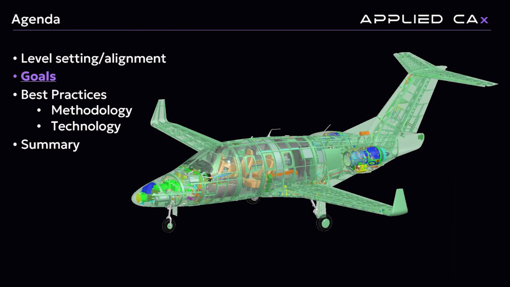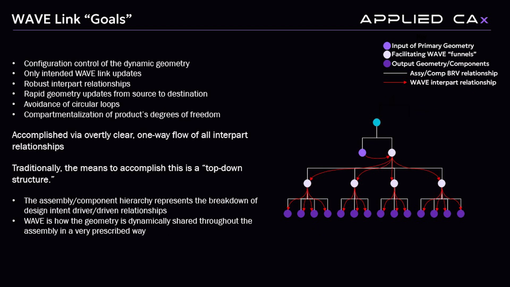And so now we'll take a look at goals. Here we want control of the dynamic geometry. We only want the intended wave links, and we want that nice waterfall flow of information from the top down. We want to avoid the circular loops, and really this comes through a defined hierarchy where you've thought it out, and you can have that kind of a controlled flow.